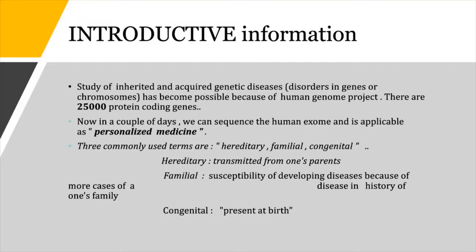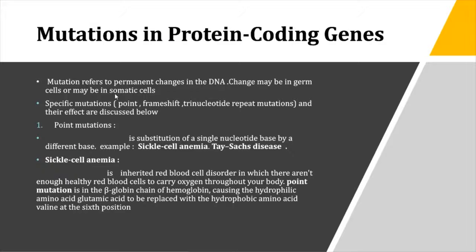Personalized medicine is treatment that is directed at the symptoms, and this treatment is adjusted depending upon the patient's phenotype. We should understand these three terms before studying the genes: hereditary, familial, and congenital. Hereditary are the factors that are transmitted from one's parents, and familial refers to cases when there are more cases of a disease in the history of one's family and there is a susceptibility of developing the disease, while congenital are those that are present at birth.